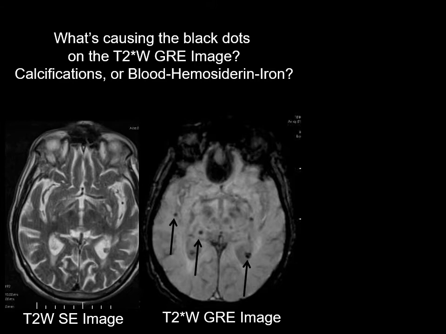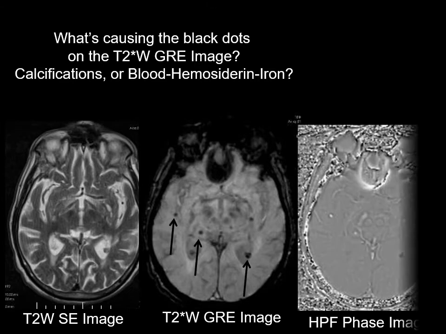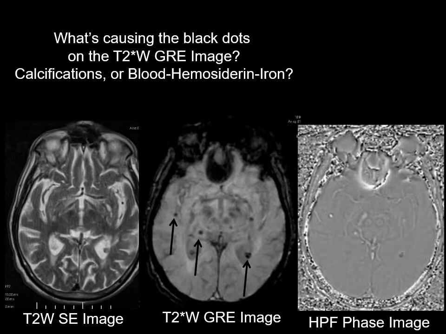So in this example, we have a T2 weighted spin echo image at the bottom left. And then we have a T2 star weighted gradient echo image. We'd call this a susceptibility weighted image. We see several black dots on these images, shown by the black arrows, which escape detection on the spin echo image, because the gradient echo image is more sensitive to the dephasing effects of whatever material is causing those black dots. We now look at the phase component of that same image.